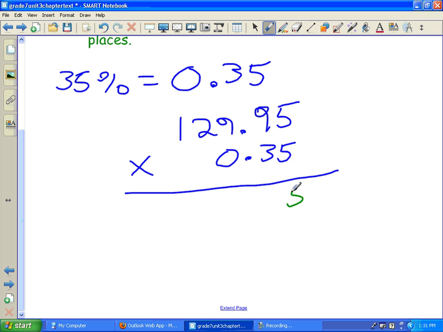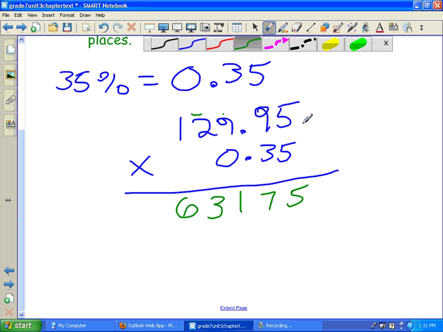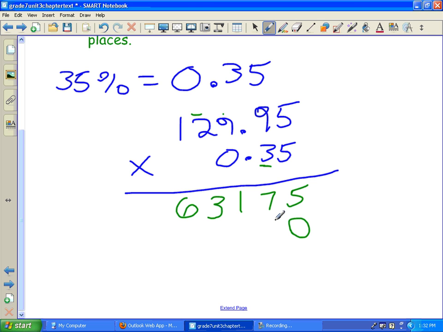5 times 5 is 25. Put our 5 there, carry the 2. 9 times 5 is 45, plus 2 more is 47. 3 times 9 is 27, 28, 29, 30, 31. Put your 1 there, carry the 3. 5 times 2 is 10, plus 3 more is 13. Carry the 1. 5 times 1 is 5, plus 1 more is 6. Now I've got to start again, getting rid of what I had carried before. Because we're starting with the next digit over, we have to put a 0 there first. So 3 times 5 is 15. Carry the 1. 3 times 9 is 27, plus 1 more is 28. Carry the 2. 3 times 9 is 27, plus 2 more is 29. Carry the 2. 3 times 2 is 6, plus 2 more is 8. And then 3 times 1 is 3.